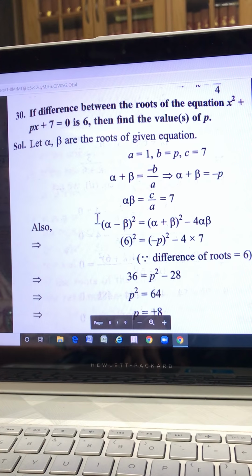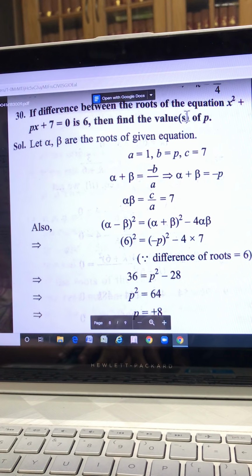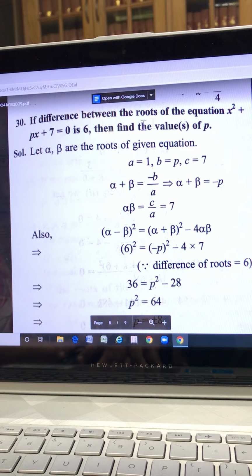Coming to the next question, if the difference between the roots of the quadratic equation is 6, then find the value of p. The difference between the roots of the quadratic equation. Now this quadratic equation has at most 2 roots, and the difference of the roots is given to you as 6. So in this quadratic equation, let alpha and beta be the roots. In this equation A is 1, B is p and C is 7.